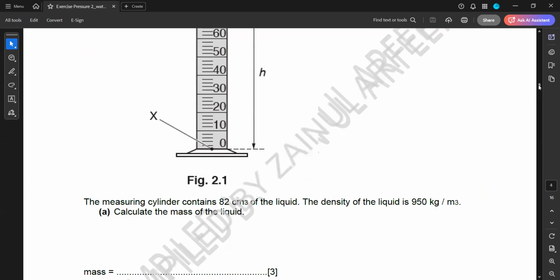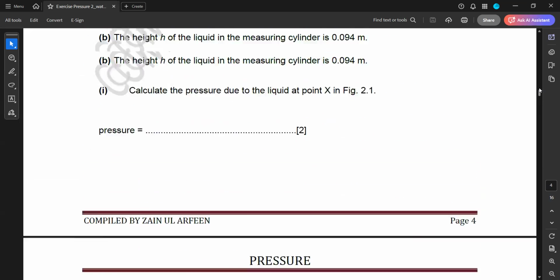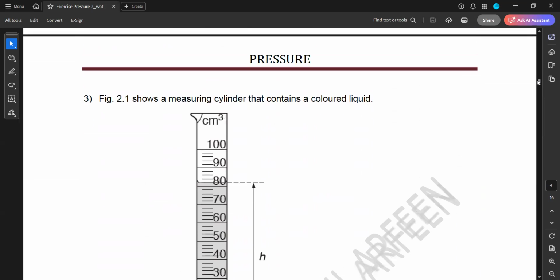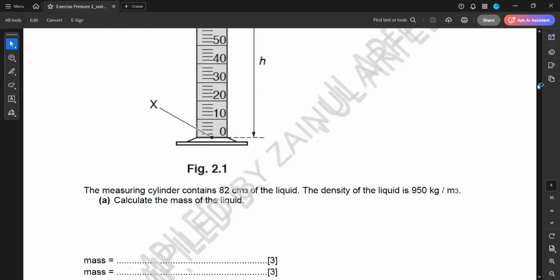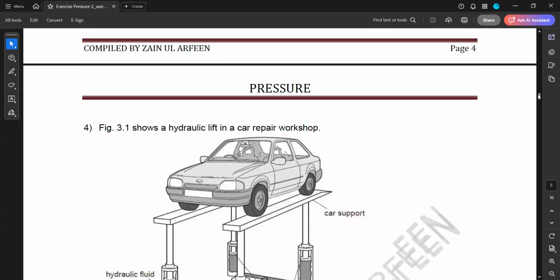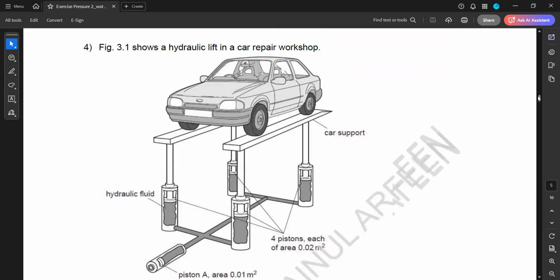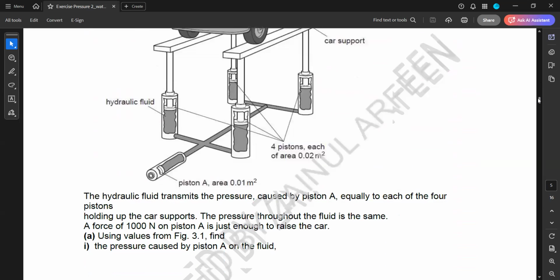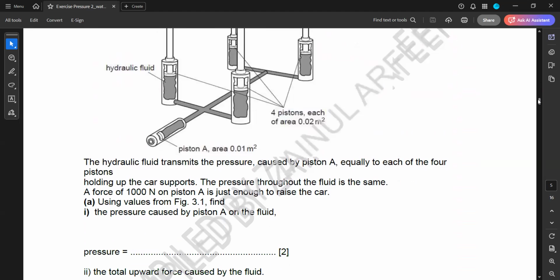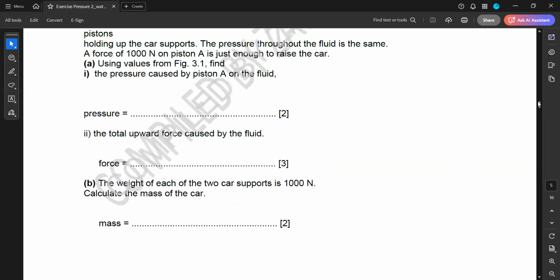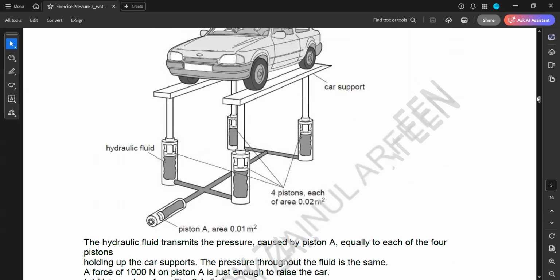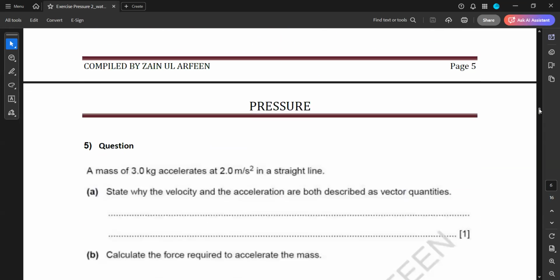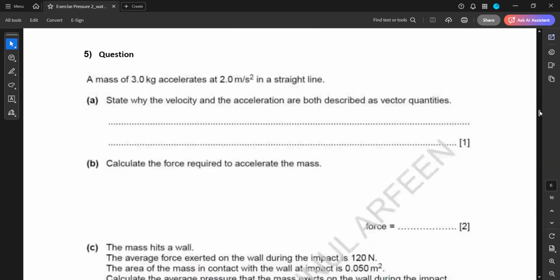Question 3, part A, B1. Any doubt? Anyone having a doubt or a question in this? No doubt. Question 4, any doubt? Question 4. Anyone having a doubt or a question in this part? Question 5.